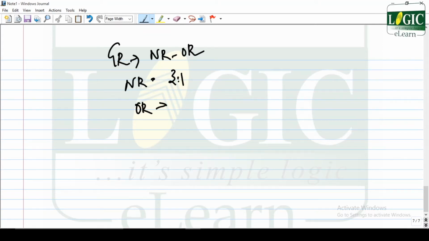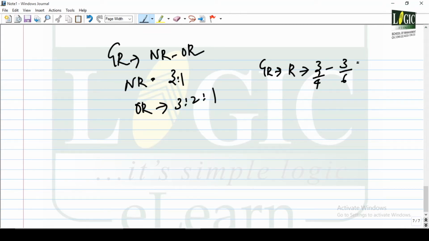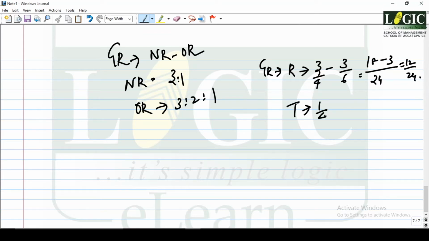The old ratio is 3:2:1. So the gain of the first person R is new ratio 3/4 minus 3/6, which is 18 minus 12 over 24, that is 6/24. And that of T will be new ratio 1/4 minus old ratio 1/6. Gaining ratio is nothing other than the difference between new ratio and old ratio.